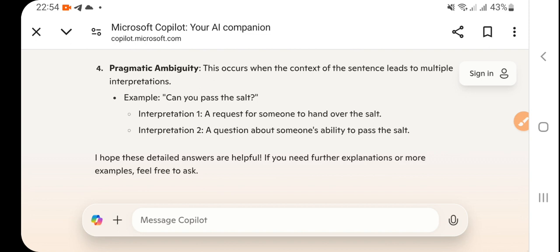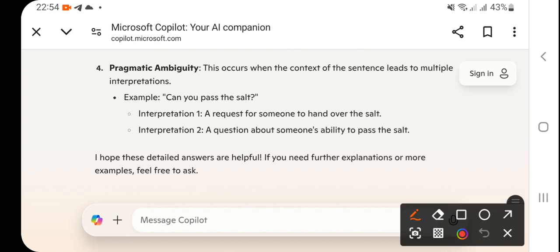And then pragmatic ambiguity occurs when the context of the sentence leads to multiple interpretations, right? For example, "Can you pass the salt?" That's a request for someone to hand over the salt, or a question about someone's ability to pass the salt. So one is a request and one is an ability, right? Okay, so this is something.